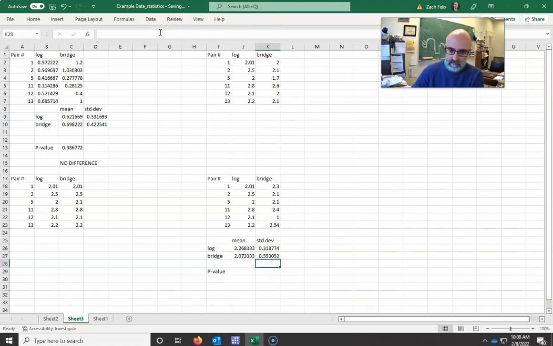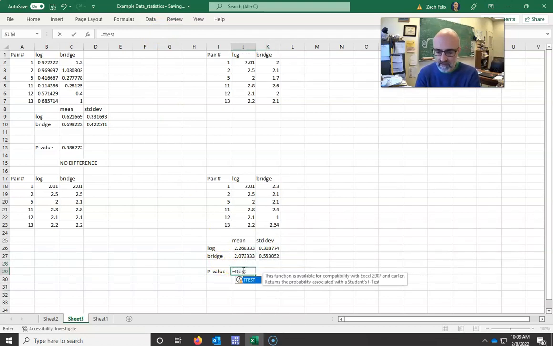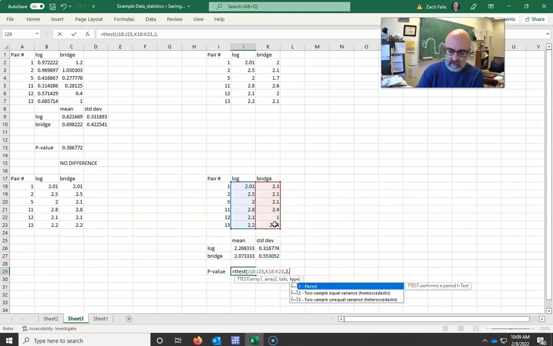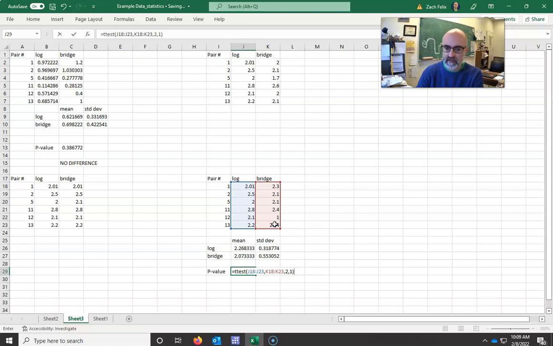Okay. P-value equals T-TEST, array 1, comma. I don't put the parentheses yet because that is at the end of the whole function. Comma, array 2, comma, two tails, comma, paired sample, then you put the parentheses. Alright. And again, no significant difference.